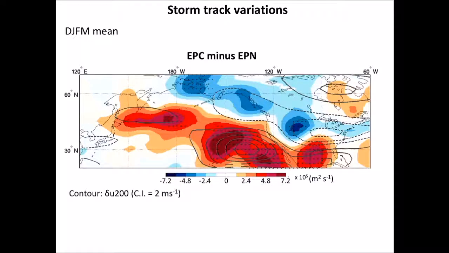Okay, and then here's looking at the difference again, the storm track as well as the zonal wind. And you can see the storm track differences are closely following the upper tropospheric zonal wind. I think that sort of correspondence is in good agreement with several previous studies.